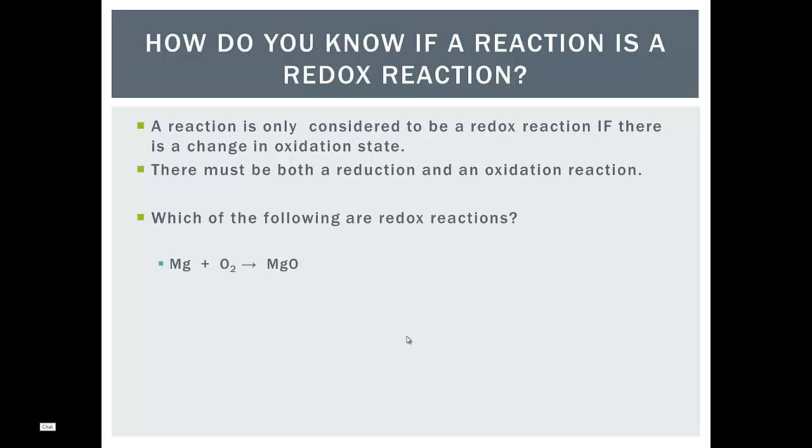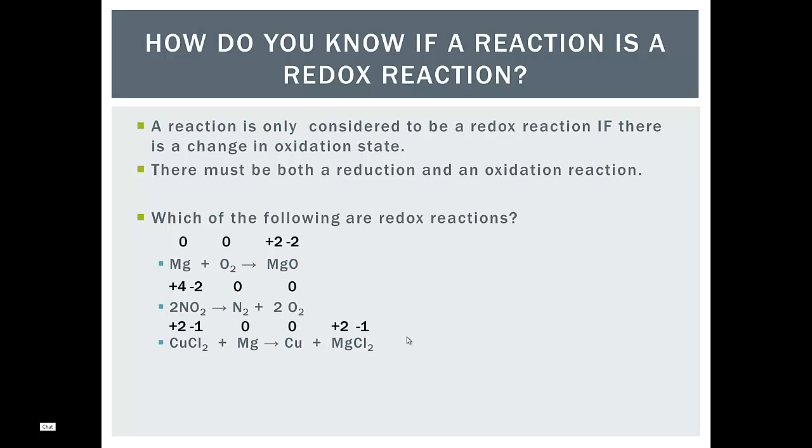So here, anything by itself is 0, so Mg is 0, O2 is 0. When you're in a compound, you must have charges, so +2 -2, so that one is a redox reaction. Second one, NO2 goes to N2 plus O2. Again, things by themselves are 0. Things in compounds must have charges, so again, this would be a redox reaction. Here, again, anything by itself is 0. Anything in a compound must have a charge, so this would be a redox reaction. And here, if you go through and assign all those, if you look carefully, nothing has changed.